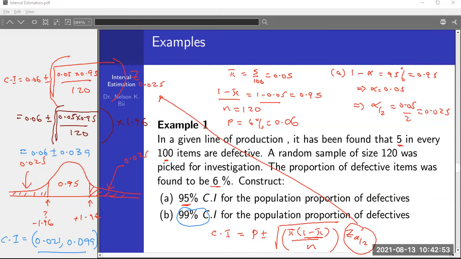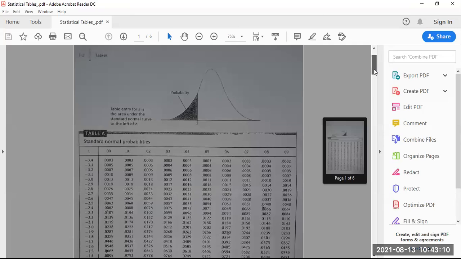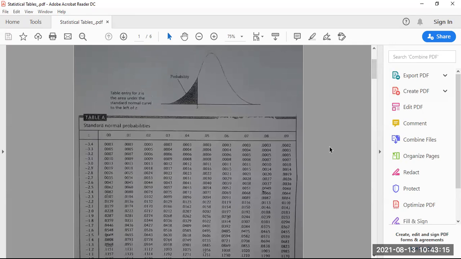So what did we say? We are looking for the value of Z for which the probability is 0.025. You're seeing my standard normal table here? Yes. Esther, can you read for us this? A table entry for Z is the area under the standard normal curve to the left of Z. To the left, isn't it?